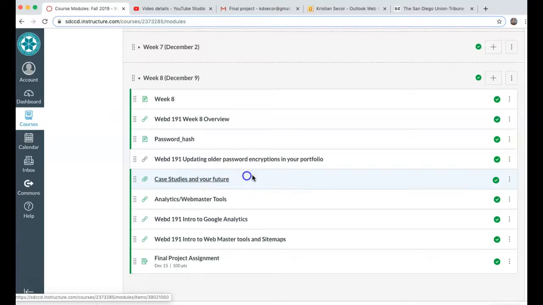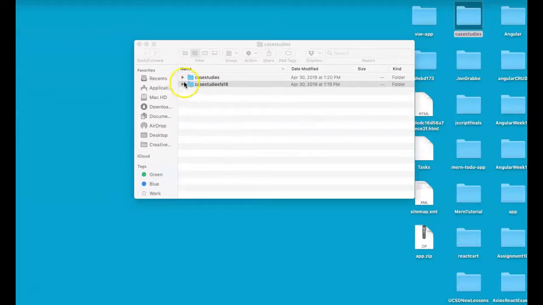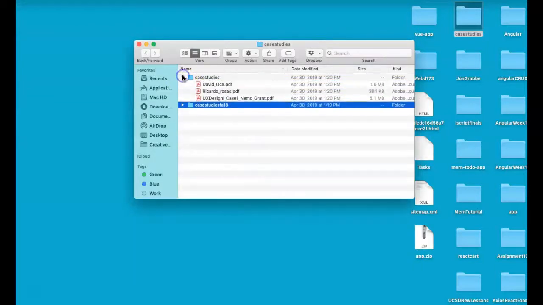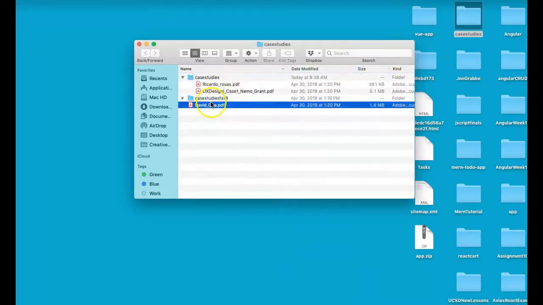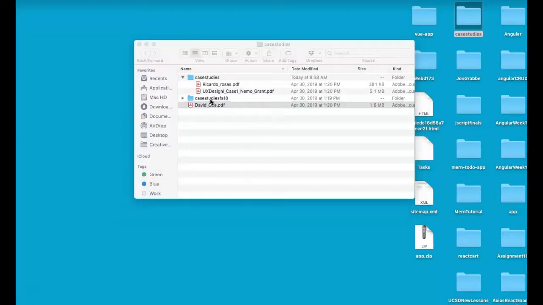So this is a zip file that has some case studies from other students, and you only need to look at one or two of these to get an idea how they work. I'm going to open up this one right here. And basically, a case study shows process to potential employers.